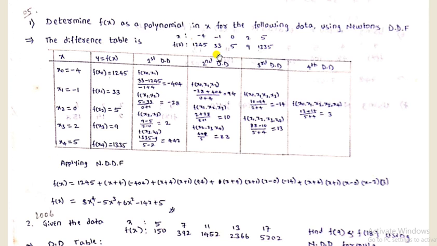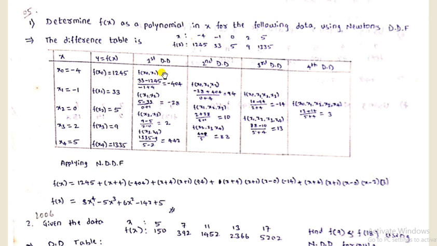Now we prepare the divided difference table with the help of x and f of x. The first column is x, the second column is y equal to f of x. Denote these -4, -1, 0, 2, 5 as x0, x1, x2, x3 and x4, and the second column values as f of x0, f of x1, f of x2, f of x3 up to f of x4. Now calculate f of x0 x1.